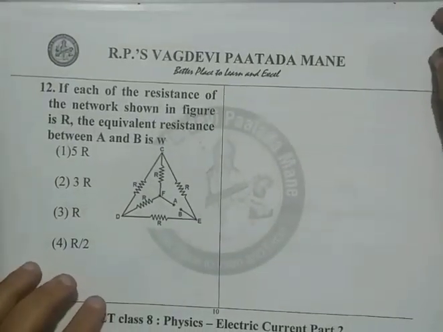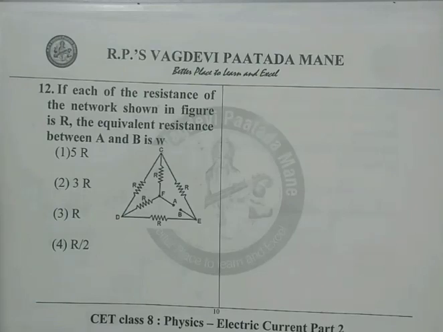In the 12th question, we learn a trick also. Here also, the given circuit, effective resistance is to be calculated. We read it. If each resistance of the network shown in the figure is R, the equivalent resistance between A and B is, say... We are given a little bit tricky circuit, but it is not tricky. It's also a Wheatstone network, but written in different form.